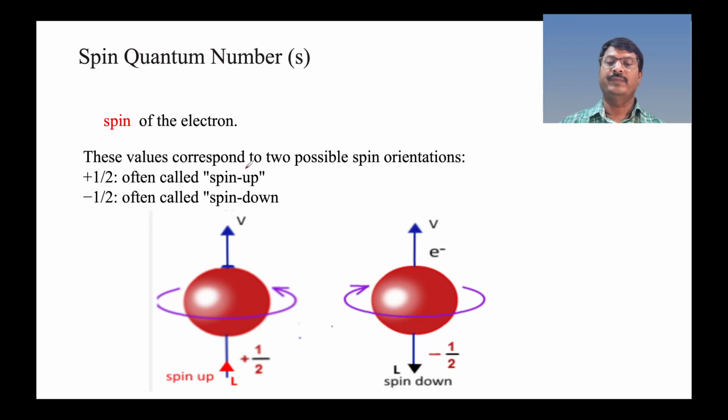anti-clockwise direction. If it has the clockwise direction, that is called spin up, and it is written as plus 1/2. If it has the anti-clockwise direction, it is called spin down, and it is written as minus 1/2. That means this is the plus 1/2 and this is the minus 1/2. So according to the spin quantum number, the electron has only two types of orientation, spin up and spin down. The spin up is written as plus 1/2 and spin down is written as minus 1/2.